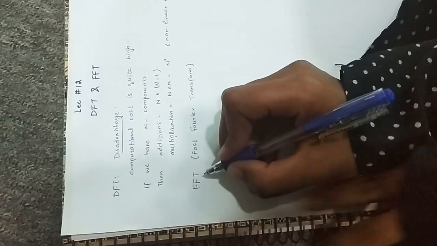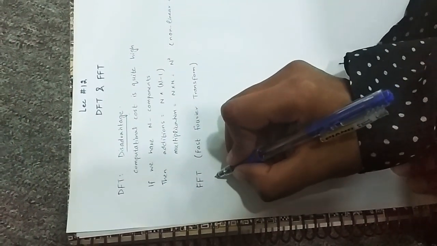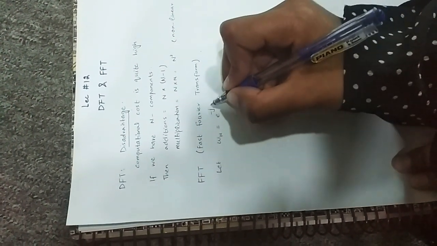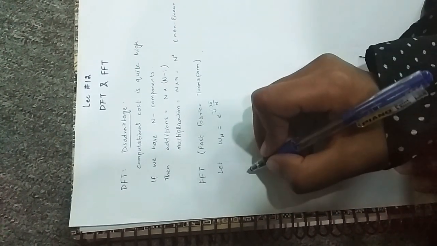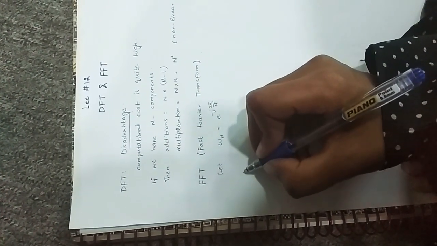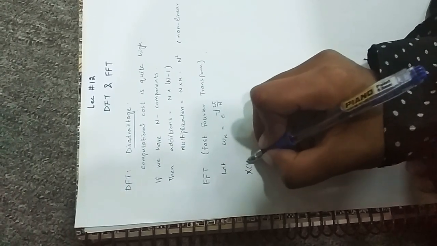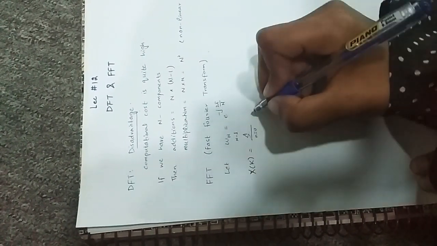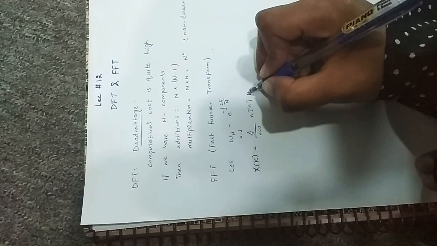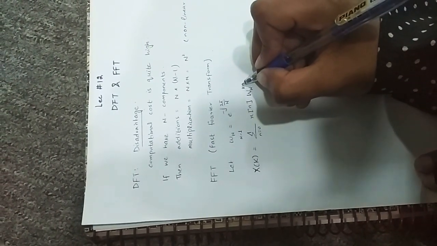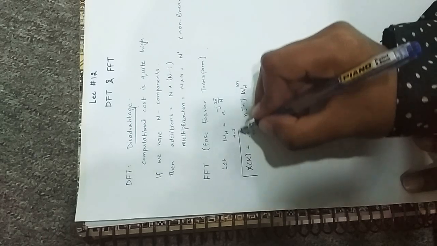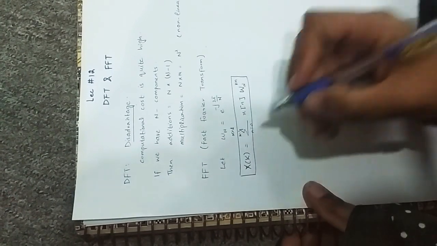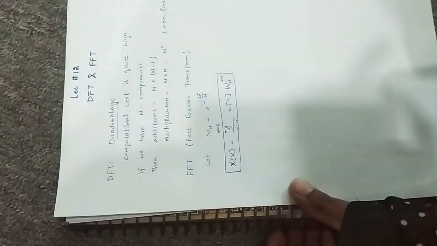The main formula for the fast Fourier transform can be derived as follows. Let us suppose W_N equals e raised to the power minus j 2 pi over N. Putting this into the previous formula of the discrete Fourier transform, we get X of k equals the sum from n equals 0 to N minus 1 of x of n times W_N to the power kn. We will use this formula in today's calculations.